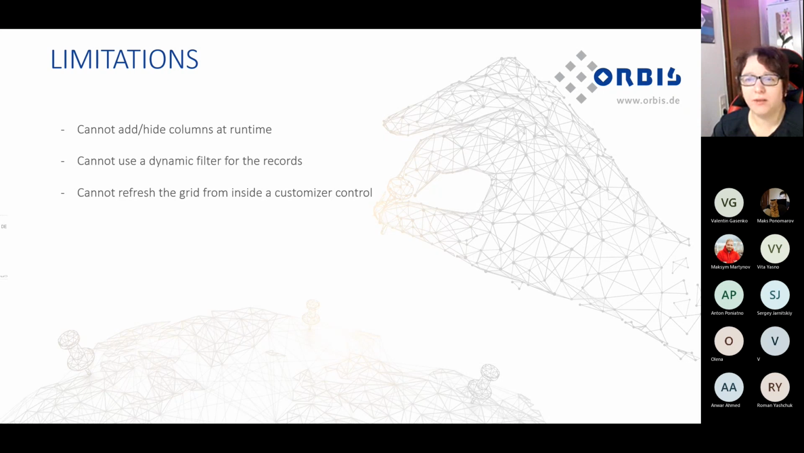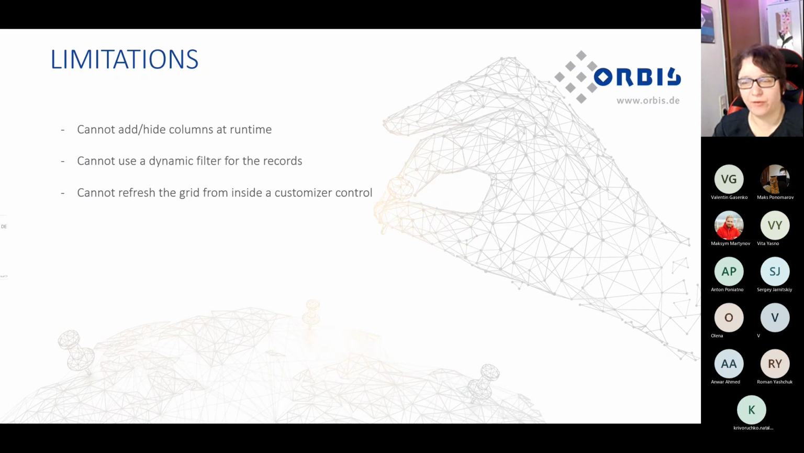A few more limitations. We cannot add or hide columns at runtime. So everything that's specified in the view will be shown there in the Power Apps grid. We cannot add or remove dynamic filters for these records, unfortunately, because there are a lot of use cases where this would have been an improvement. Sometimes we have to change only the filter for the grid, and it's not possible. With the Power Apps grid, it's also not possible.